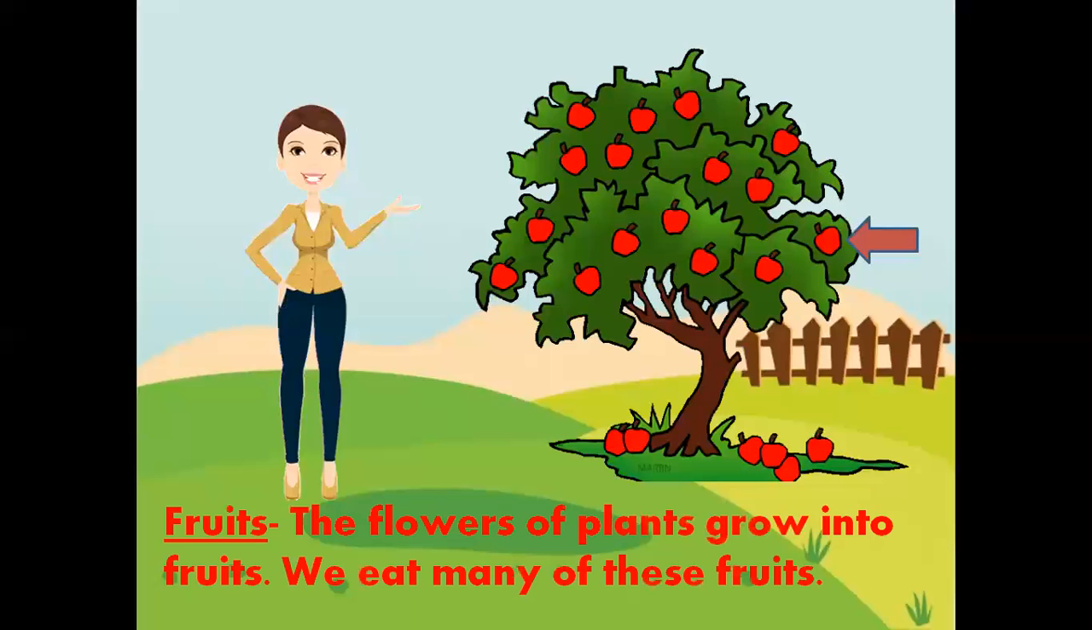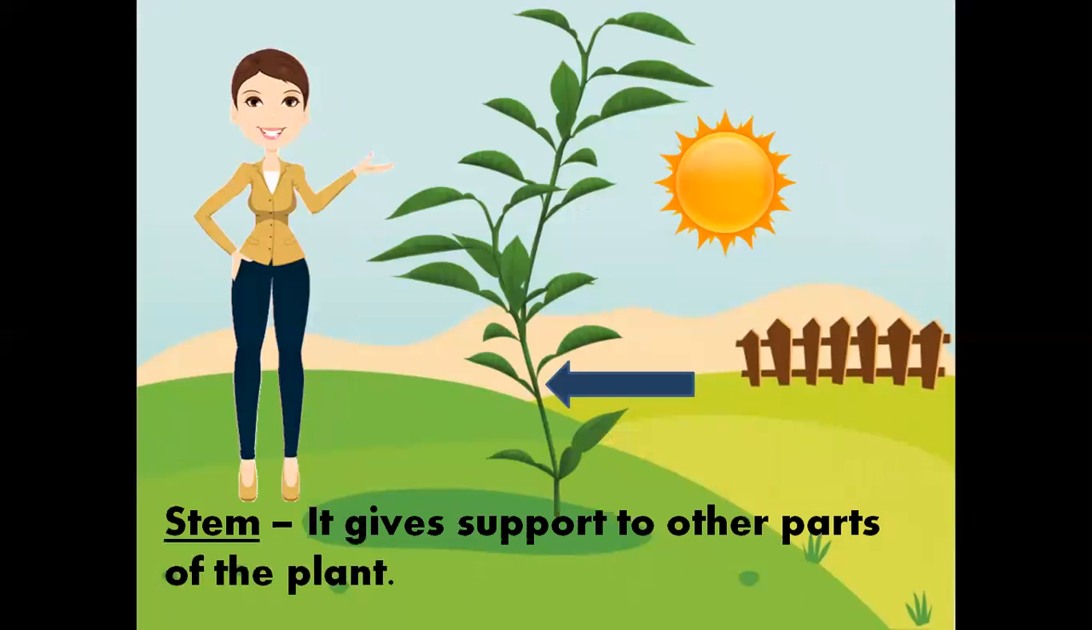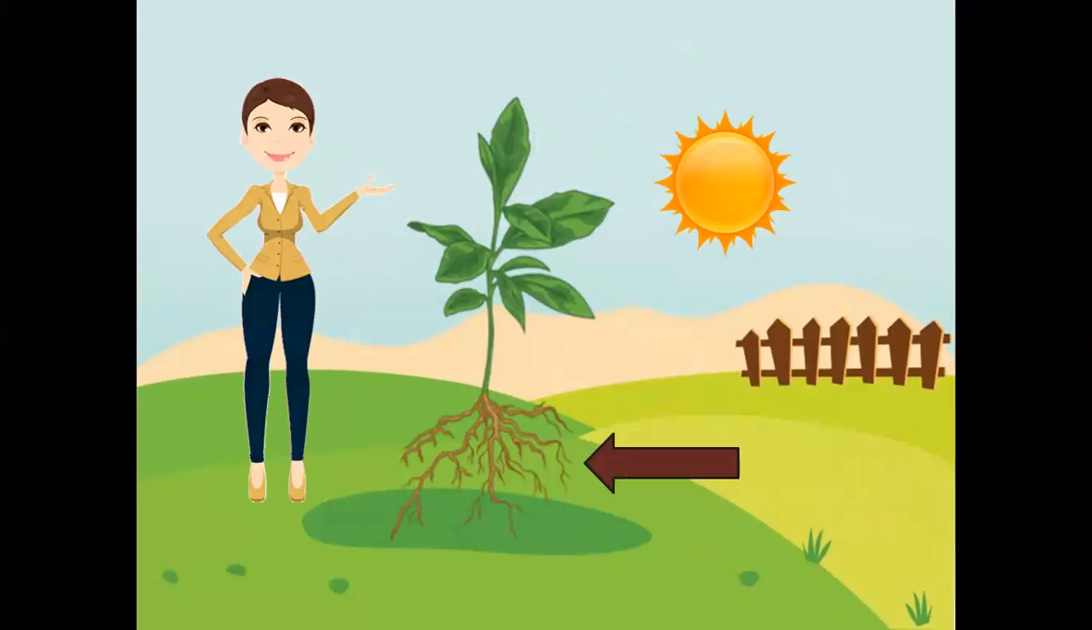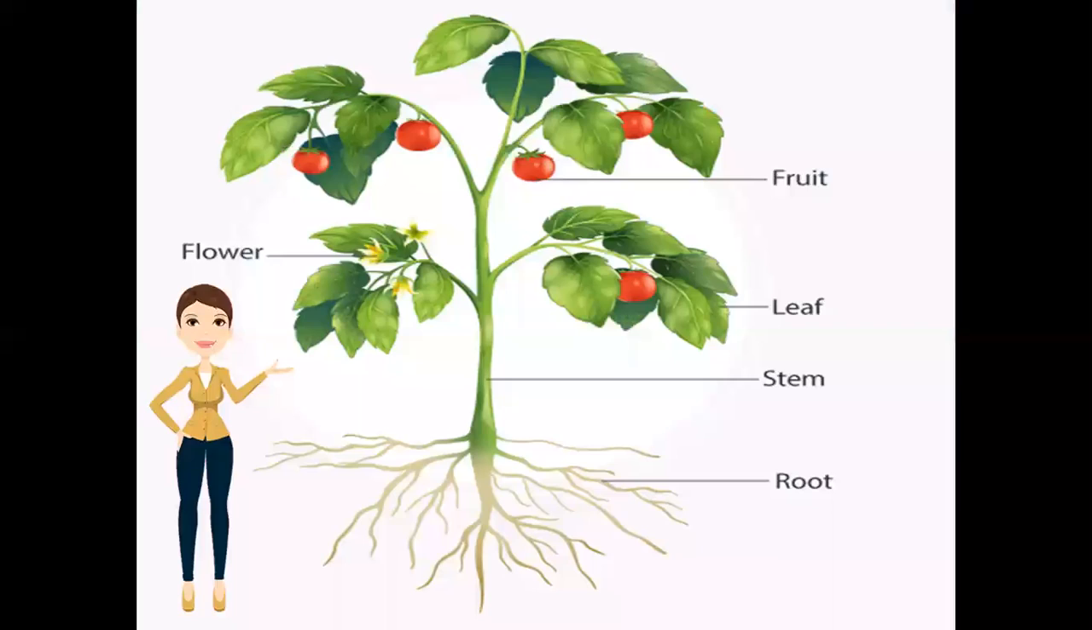Fruits. Some plants have fruits. The flowers of the plant grow into fruits. We eat many of these tasty fruits. Stem. It gives support to other parts of the plant. Roots. They are hidden underground. They are inside the ground.